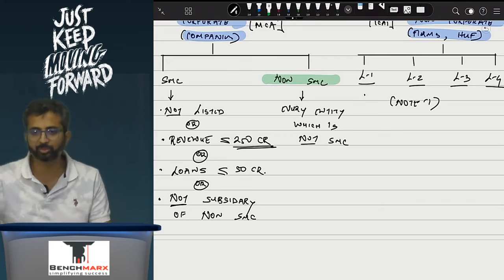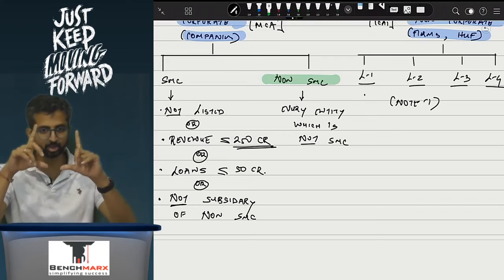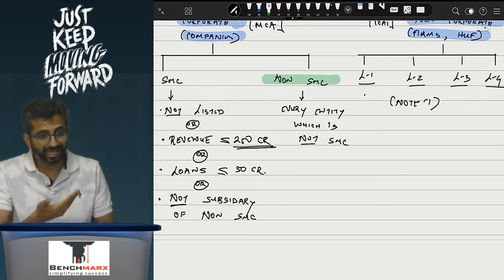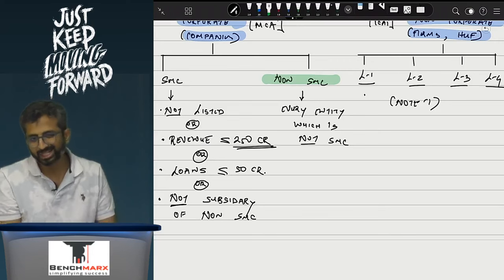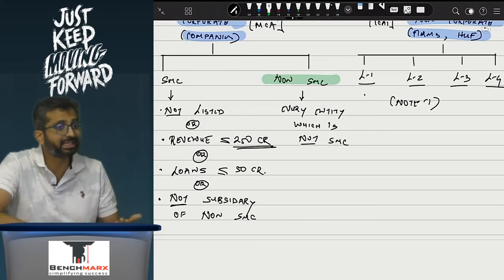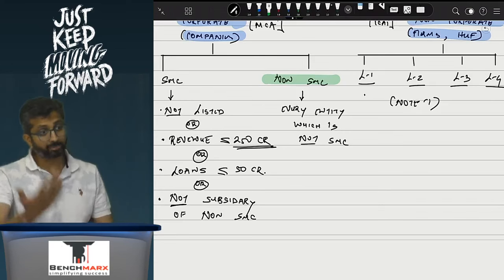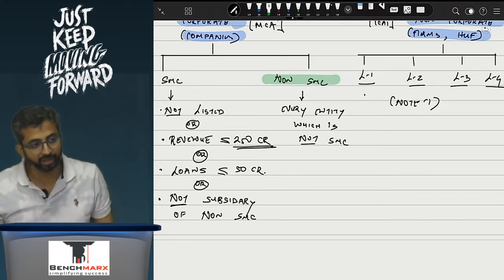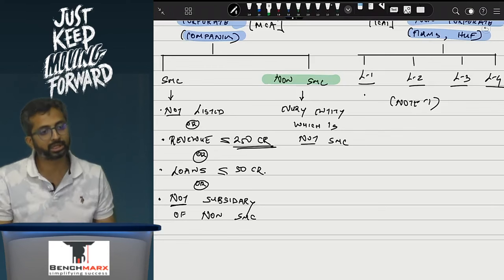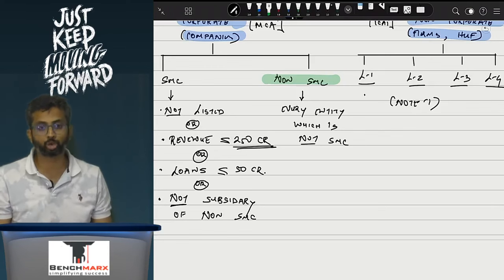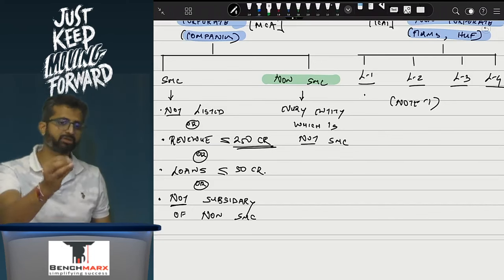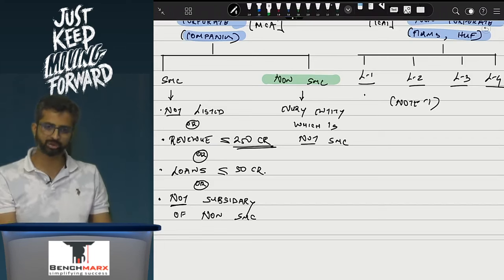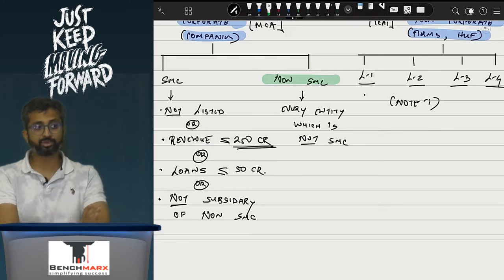Have you heard of Kodak films? Kodak films used to manufacture the actual physical films, the ones that made that clicking sound. Now with phones and digital cameras coming in, people very rarely take out physical copies. So I might be Kodak, my turnover might have been very high, but now my turnover is falling. It has now fallen below 250 crores. Let's say it has fallen to 200 crores. Let's say I'm a debt-free company. There are zero loans. My turnover is 200 crores. I'm not listed. Now am I an SMC?